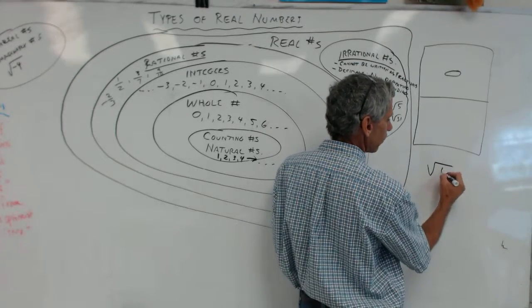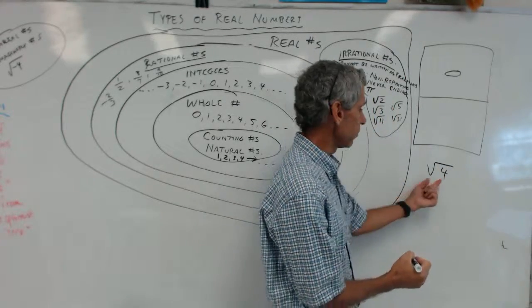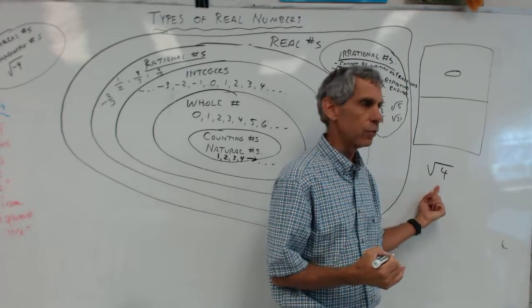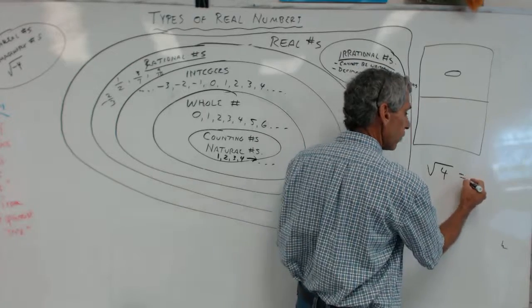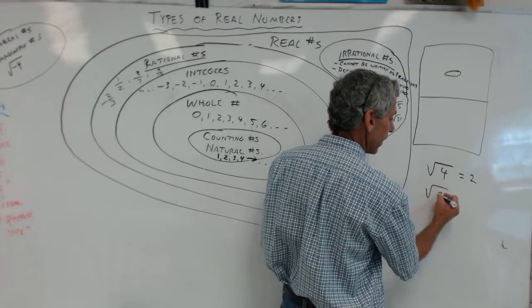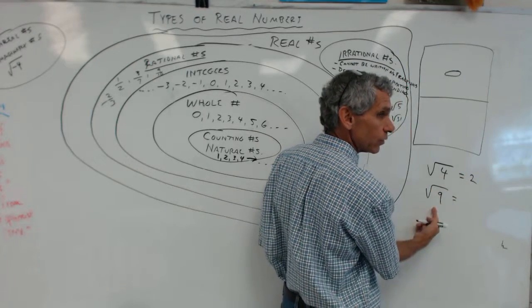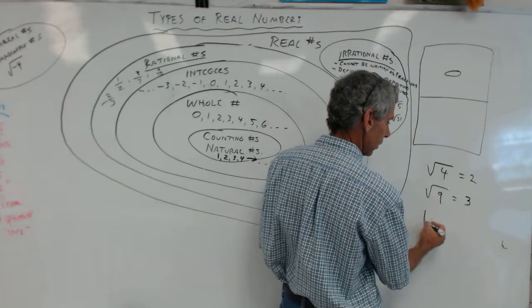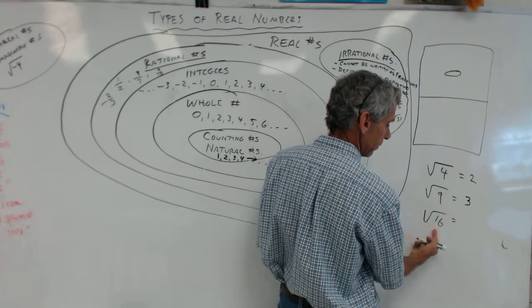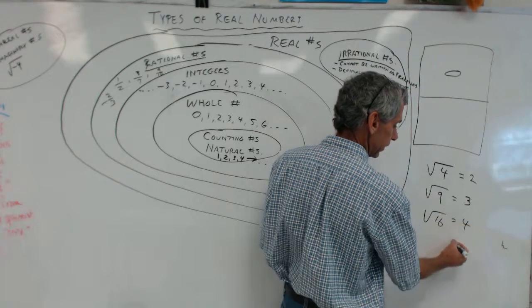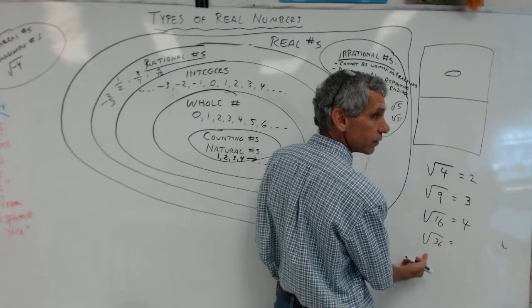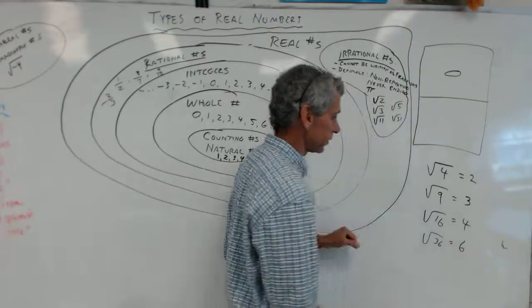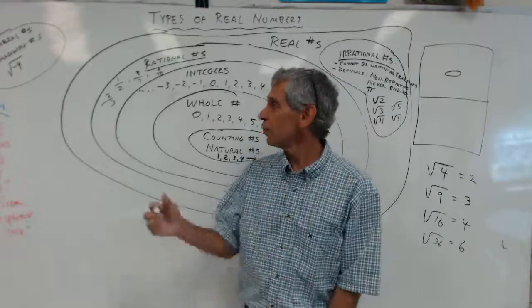So like the square root of 4, just of a positive number, it's what number times itself equals 4. 2. So 2 times 2 would be 4. So the square root of 4 is 2. So the square root of 9, what number times itself equals 9, is 3. The square root of 16 is 4, right? 4 times 4 is 16. And the square root of 36 is 6. 6 times 6 is 36, right? Those are square roots. But look at this.